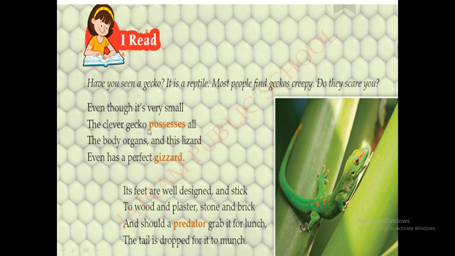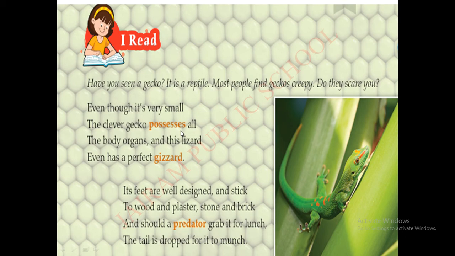What is the spelling for possesses? P-O-S-S-E-S-S-E-S. Repeat along with me. P-O-S-S-E-S-S-E-S. Possesses. The body organs and this lizard even has a perfect gizzard. What is the spelling for gizzard? G-I-Z-Z-A-R-D. Gizzard. Repeat along with me. G-I-Z-Z-A-R-D. Gizzard.